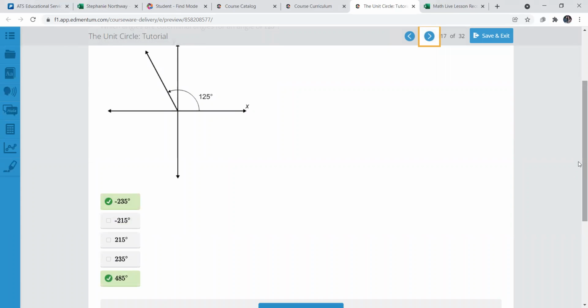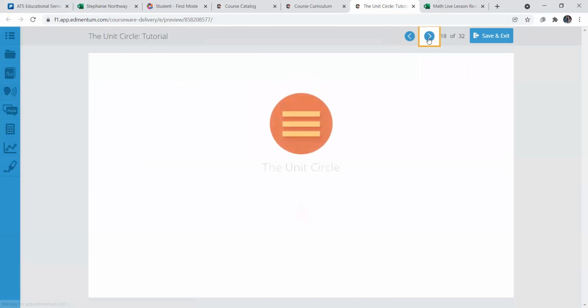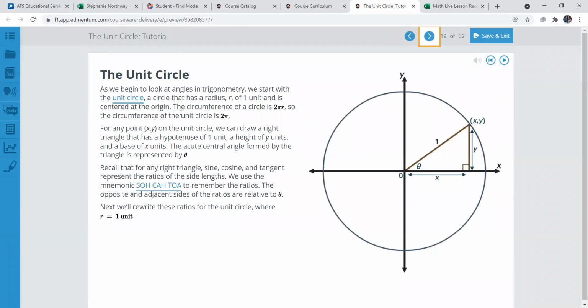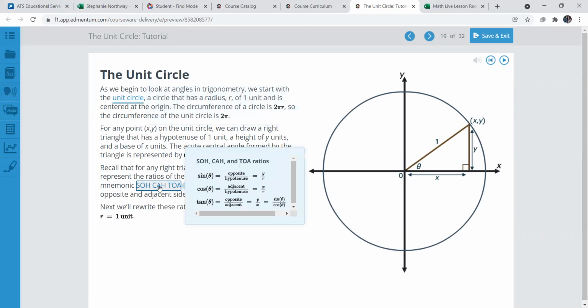Now we're moving on to more angles. I'll have you just answer this question on your own as well. Unit circle again. Now we're reviewing what it is. So the unit circle, here's the actual definition of it, would be a circle of radius one with a center at the origin of the coordinate plane.